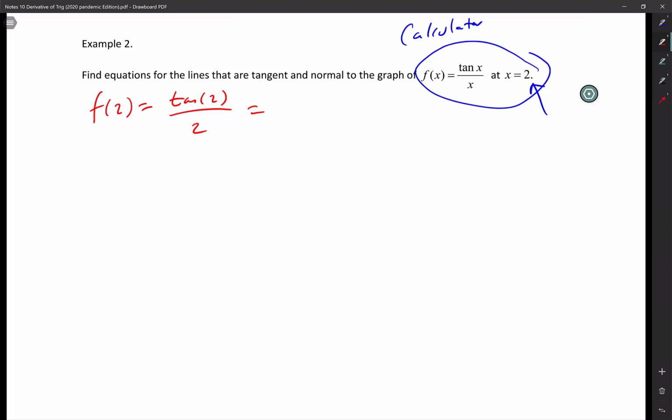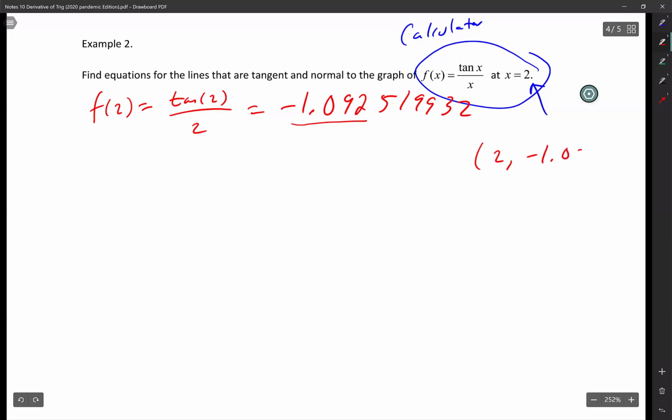Always in radian mode. Everything in calculus is radian. And I get a negative 1.092519932. We don't care about all the decimals, but we at least need to have 3 digits after the decimal. Minimum, all the time, unless specified otherwise. So I have my point, 2 comma negative 1.092. And yes, you can say 92 or you can say 93. Rounded or truncated would both be fine.